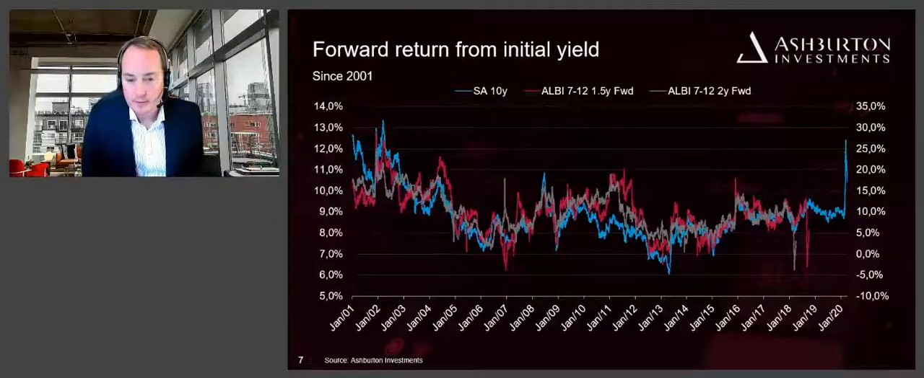Now, the primary reason that it matches so closely is that all the cash flows that will come from a South African bond are predetermined, fixed, and known on the day you buy it. So we know exactly when the cash flows are coming and what they're going to be. That is why the relationship between the yield on a bond and the forward return on a bond is so much stronger than the yield on an equity or a property and the forward return on an equity or a property.